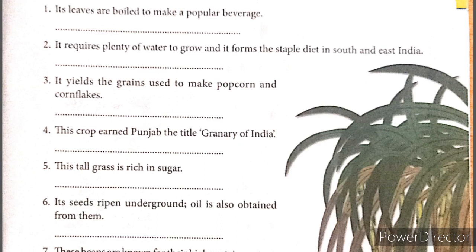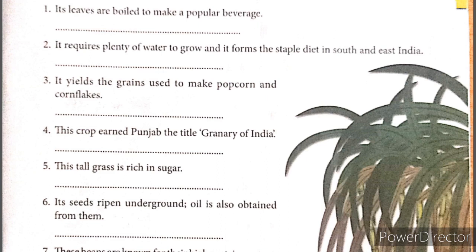Clear? Now its seeds ripen underground. Oil is also obtained from them. Everyone, you are using it when you are going in a train or any bus, you are using it for time pass, Mumfli. So that in English we are calling groundnut. What? Groundnut. So the 6th number answer is your groundnut, and that is also used for oil.